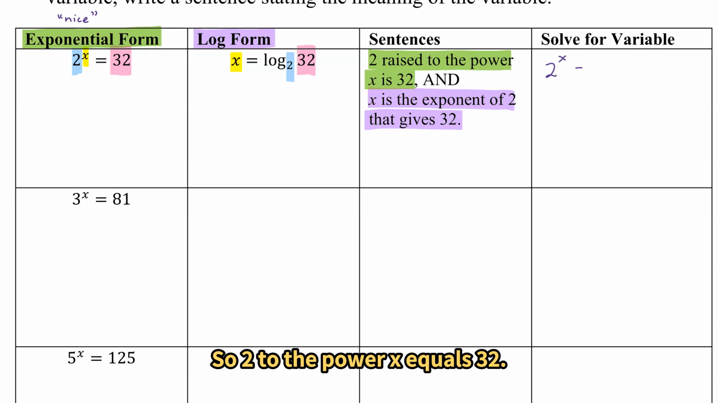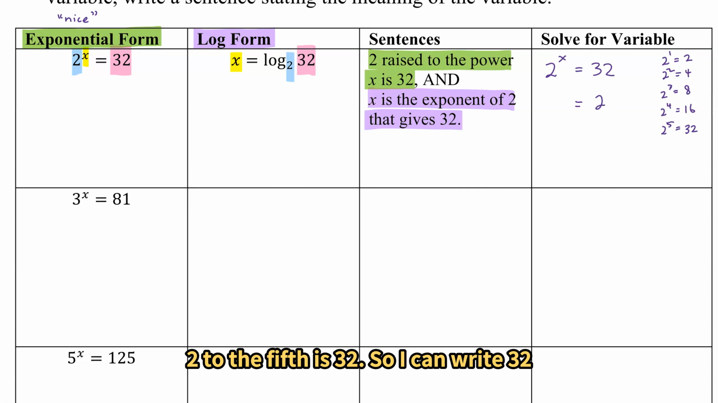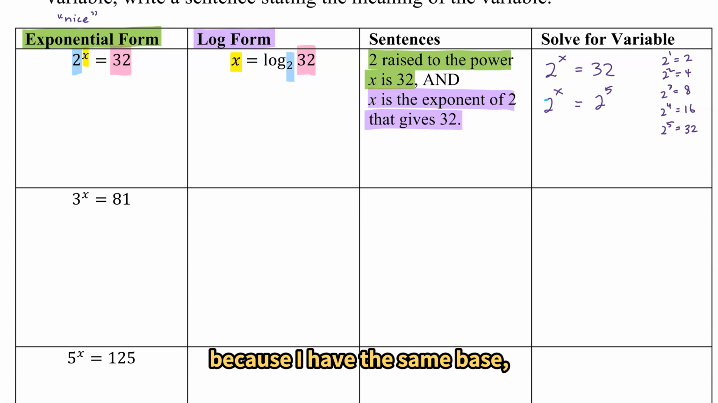So 2 to the power x equals 32. Let's write down powers of 2. 2 to the first is 2. 2 squared is 4. 4 times 2 is 8. 2 to the fourth, 8 times 2 would give me 16. 2 to the fifth is 32. So I can write 32 as 2 to the fifth. If 2 to the power x equals 2 to the fifth, because I have the same base, my exponents must be equal.